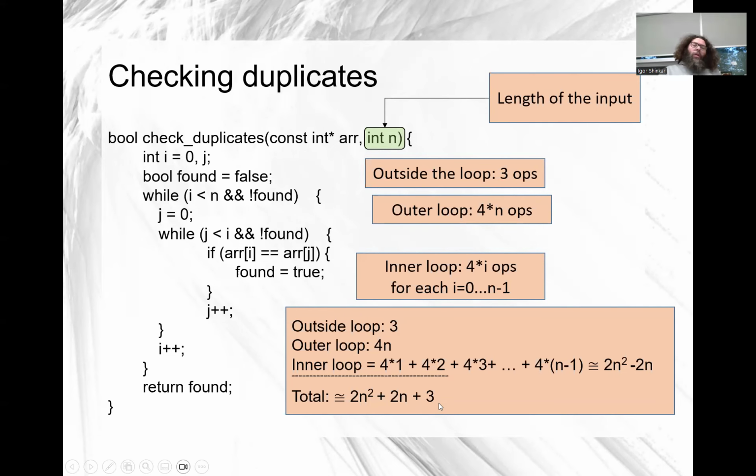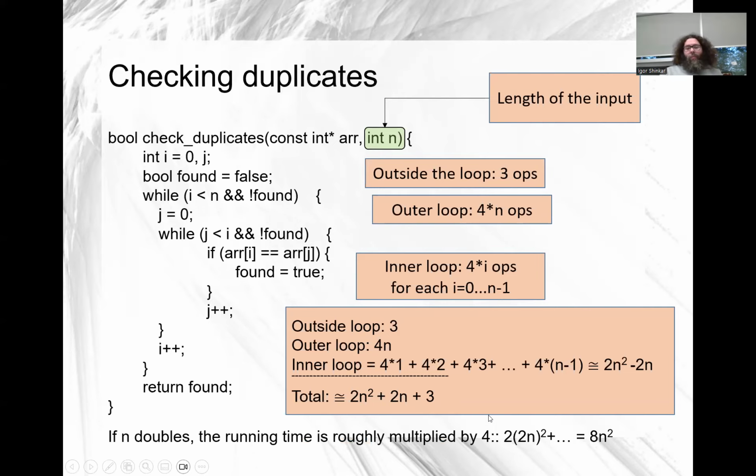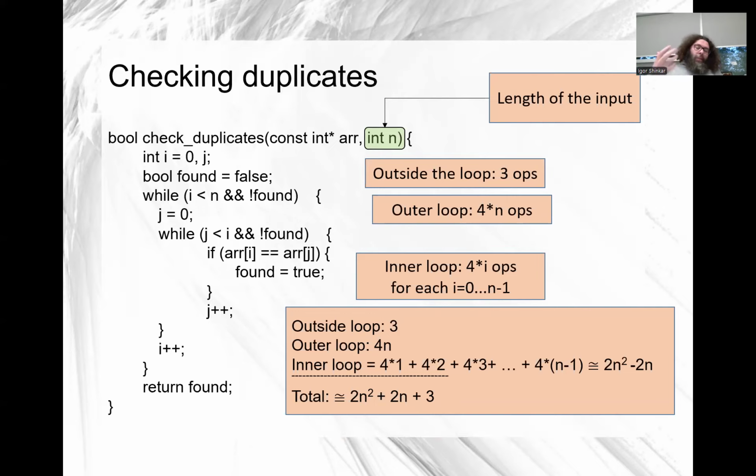Why approximately? Well, we might finish early, because if array in position 1 is equal to array in position 2, we'll just exit earlier. But in the worst case, this is the running time. And let me tell you what I think about it. I think the n squared is the important term, and the 2n plus 3 are not very important. Think of n as like 100 or something. So n squared is 10,000, and n is only 100. So n squared is much more important than n.